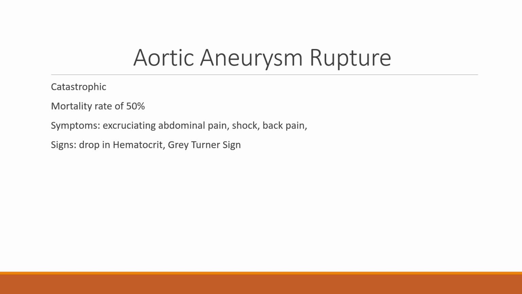Okay, and then the other thing you want to look for is the Gray-Turner sign. Okay, the Gray-Turner sign is a sign where you get discoloration in the flanks of the patient, and it's from all of that pooling blood. Okay, so their flanks are going to start to turn purple as they bleed out into their abdomen.